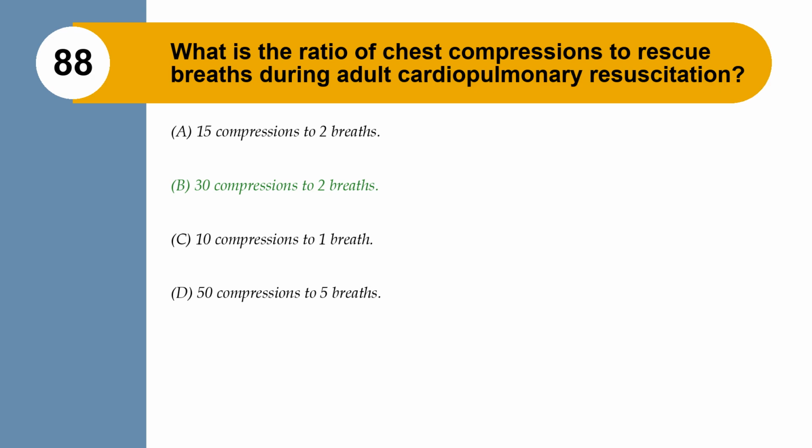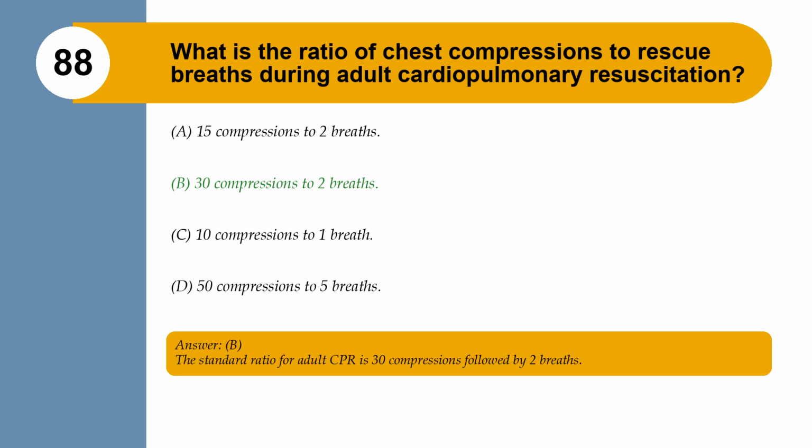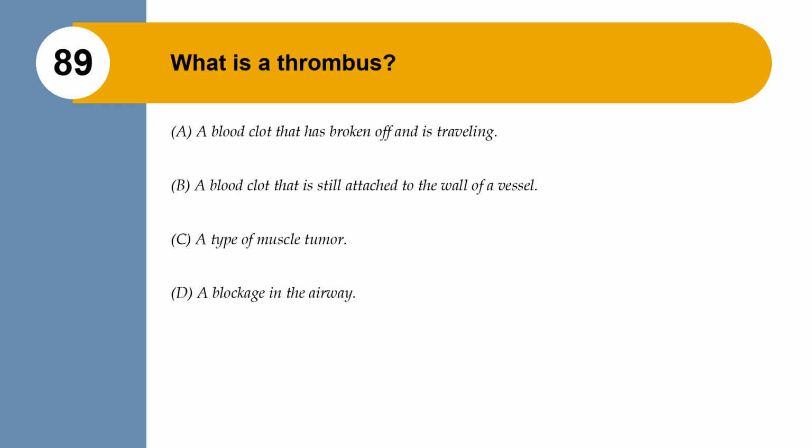The correct answer is option B, 30 compressions to 2 breaths. Explanation. The standard ratio for adult CPR is 30 compressions followed by 2 breaths. Question 89. What is a thrombus? Option A, a blood clot that has broken off and is traveling.